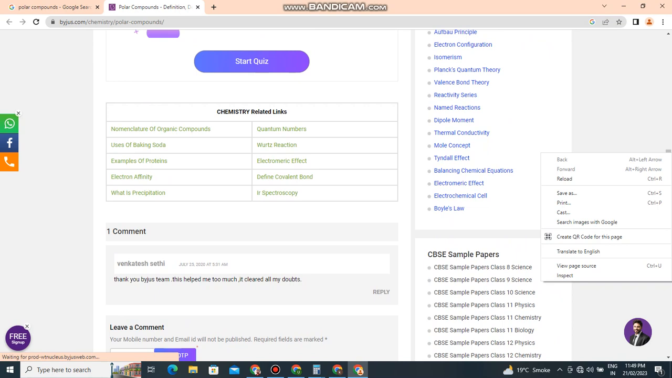Nomenclature of organic compounds, uses of baking soda, examples of proteins, electron affinity, what is perception, quantum numbers, redox reactions, electromagnetic effect, define covalent bond, IR spectroscopy.